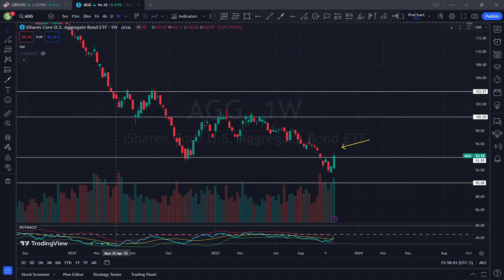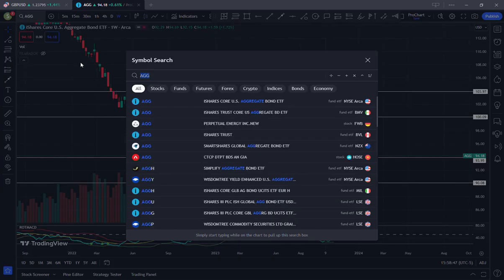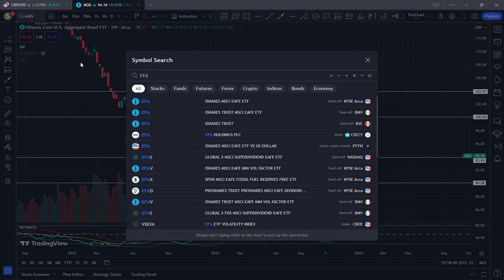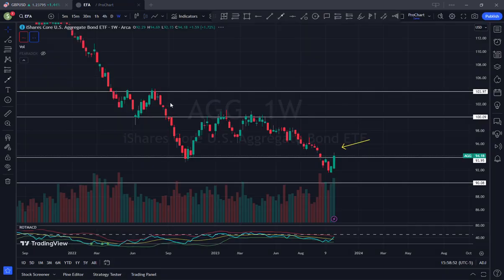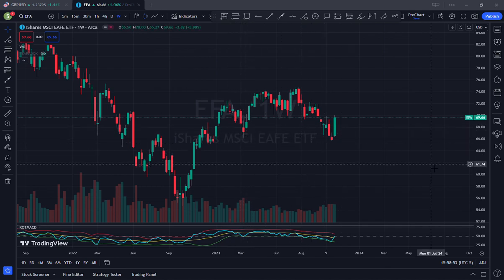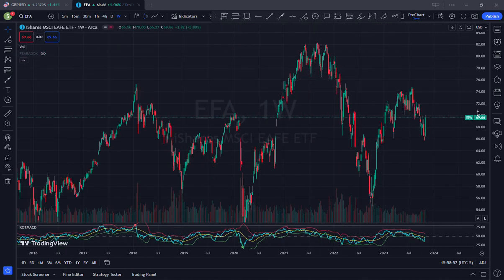Now, we got one more to do, and this is the International Fund. Now, this one has a strange ticker, too. This ticker is called EFA. EFA is your International Fund. Okay, so we have not done this. Let's get this so we can chart it.